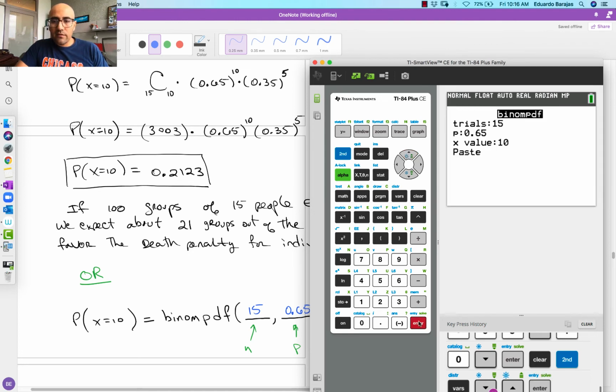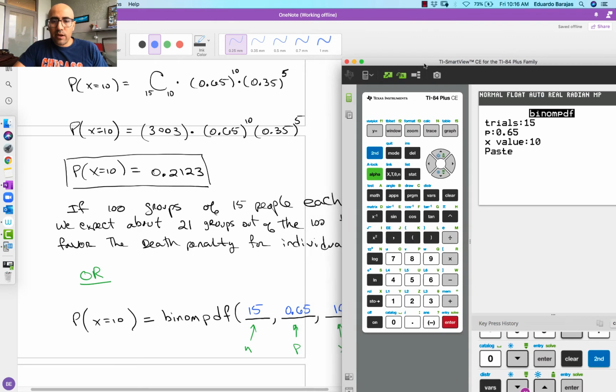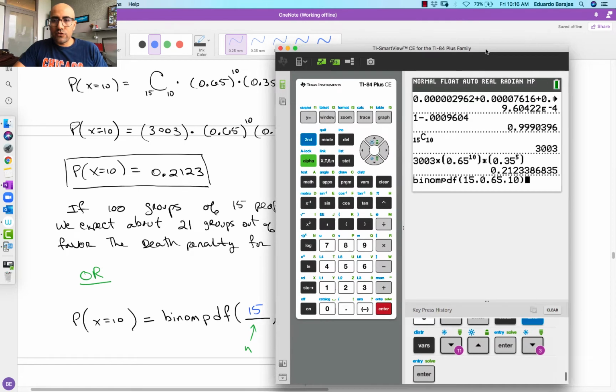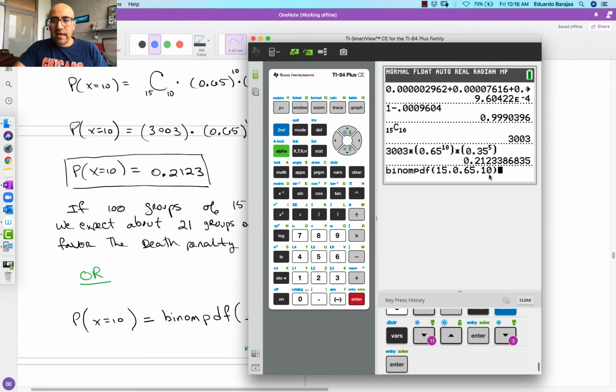Now depending on the model of your calculator, this menu might be a little bit different. Let me show you this. The more recent menus will walk you through it. Number of trials, it was 15. The probability of success, 0.65. And the x value is 10. Good. So we type those values in, and then hit paste, and it takes you to the main screen again, where it's written out like this.